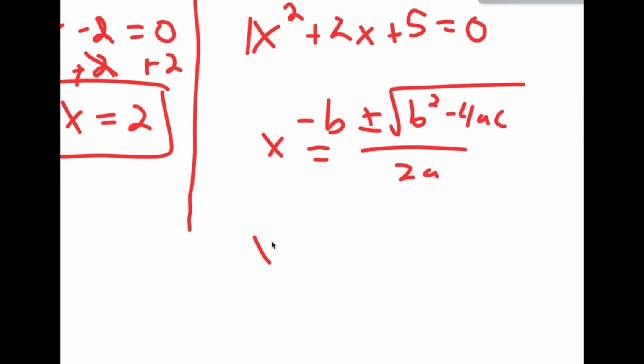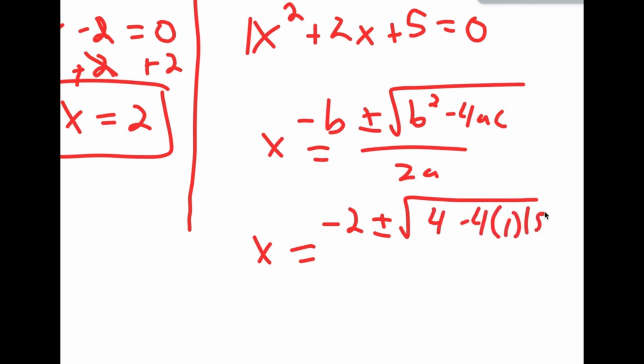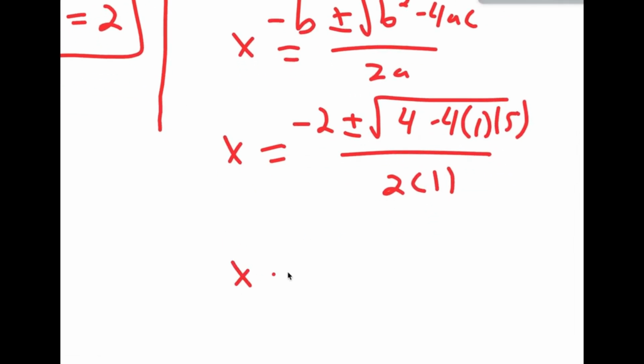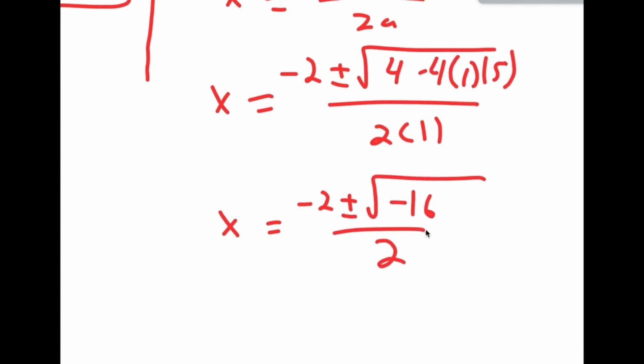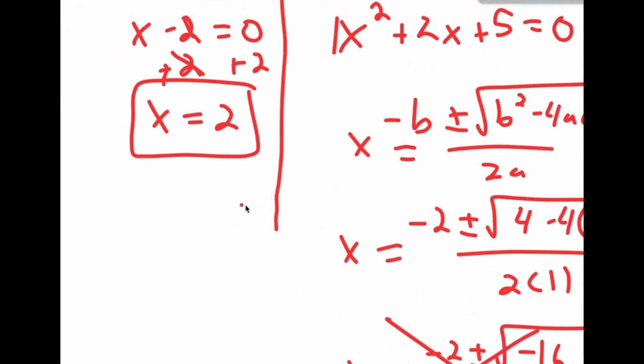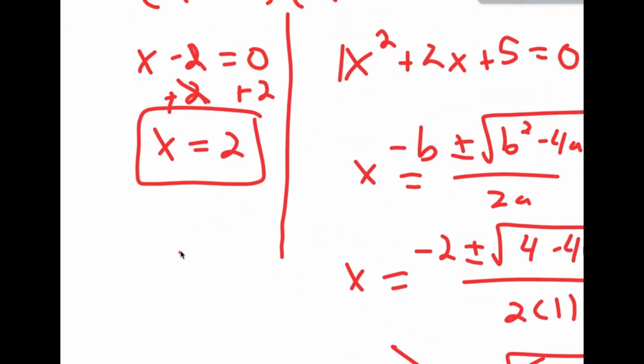So in this case, I get negative 2 plus or minus the square root of b squared, which is 4, minus 4 times a times c, all over 2a. And this is equal to negative 2 plus or minus the square root of 4 minus 20, which is negative 16, over 2. And you can't take the square root of negative numbers, so there's no real solution for this, meaning my only solution to this equation is x equals 2.